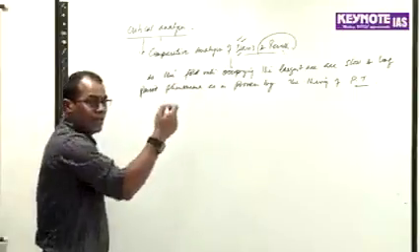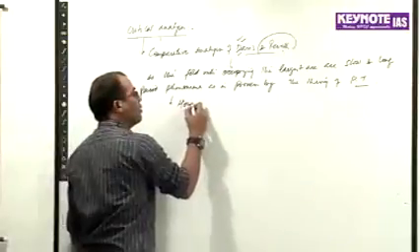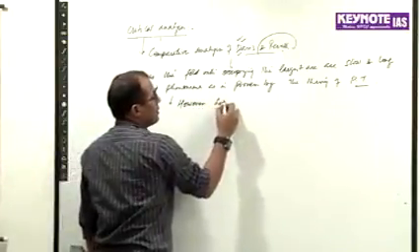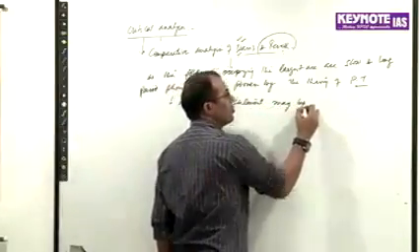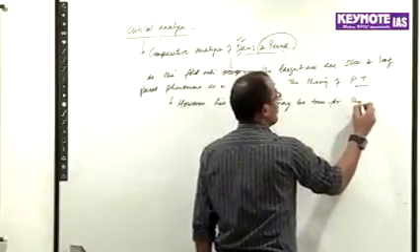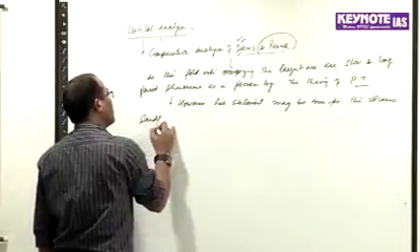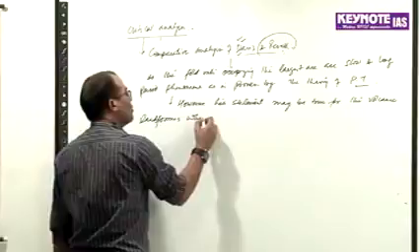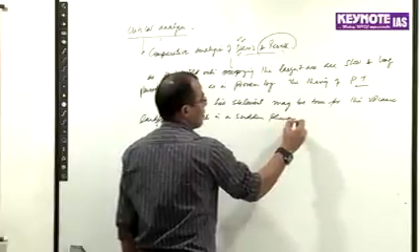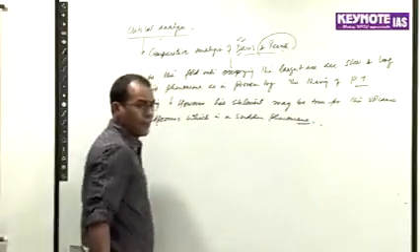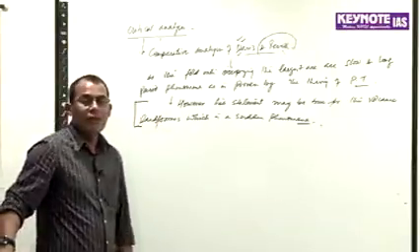However, in a critical analysis of Davis, if you want to add: however, his statement may be true for the volcanic landforms, which is a sudden phenomenon. That is exclusive when you critically analyze the Davisian cycle.